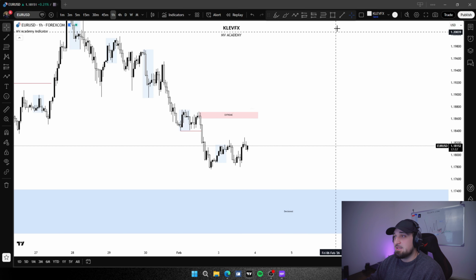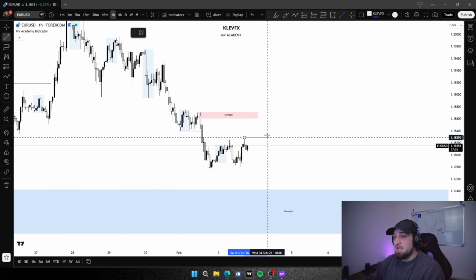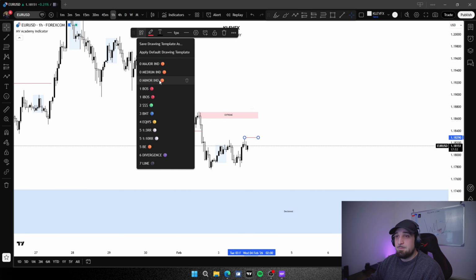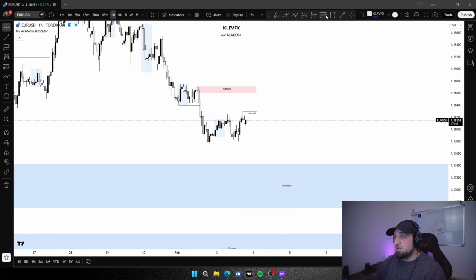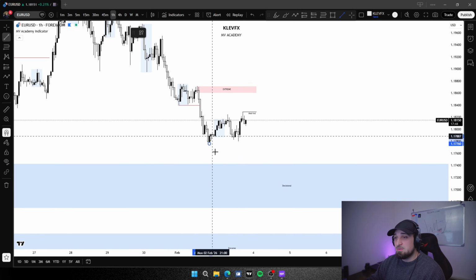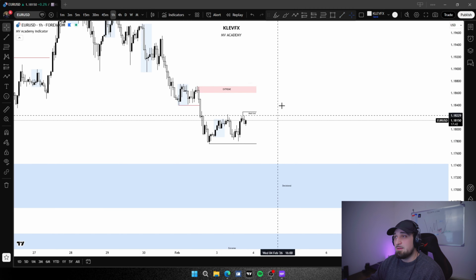So the first thing that I want to do is mark out liquidity levels. First thing I'm seeing is this high right here. We'll mark that out as a medium inducement, because on the 1 hour, I like to mark out these highs as medium inducements. And you want to see where the next targets are going to be. So this low would technically be your next target for that main push.